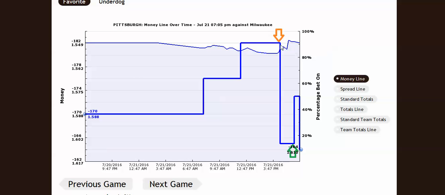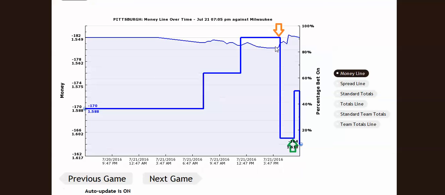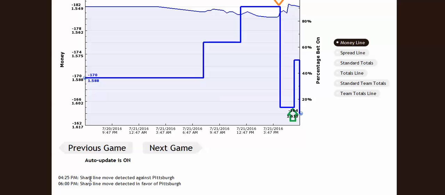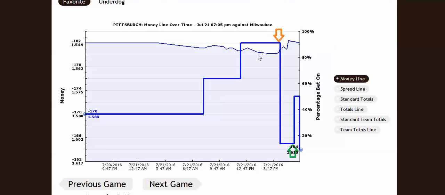Look at the public. The public is hard on the Pittsburgh Pirates, 90%. But it's interesting. What we see here is a pretty sharp line movement. It went from minus 182 all the way to 166, which is damn near 20 points. So what this says is that's a line. You see this arrow right here? It's going to tell you right here at 4:25 p.m., a sharp line move detected against Pittsburgh, because right now we're looking at the Pittsburgh side, and this line dropped in the opposite way of where the money is. So that's a huge sharp line against Pittsburgh.